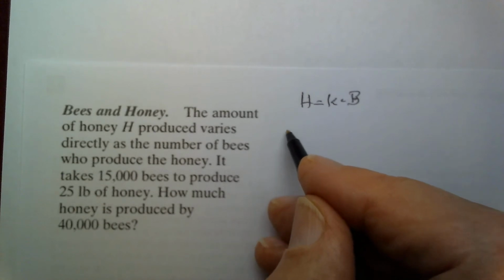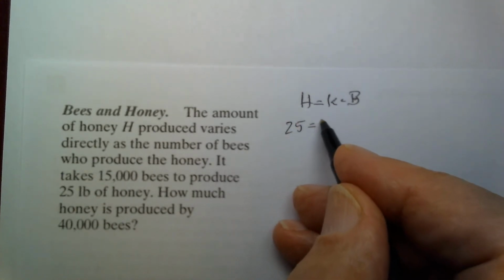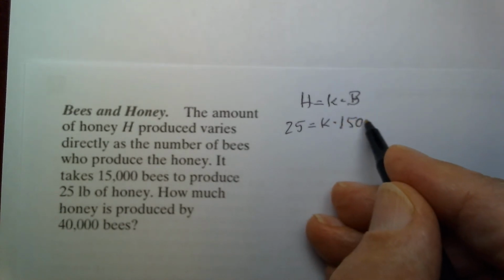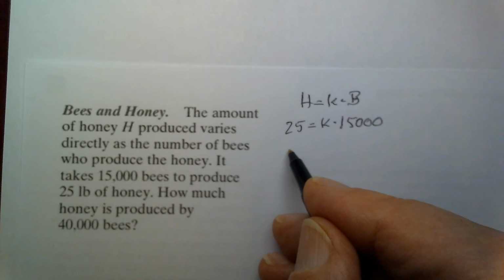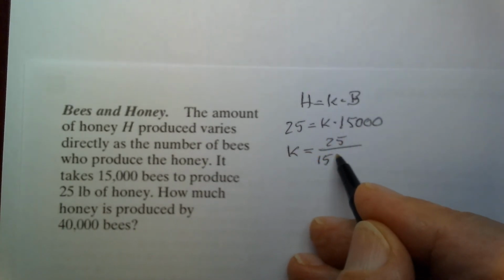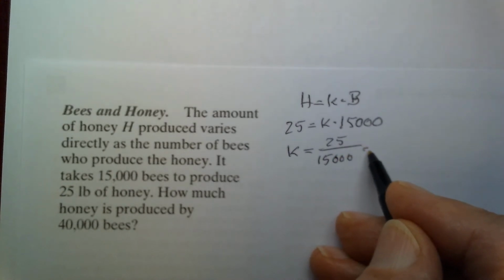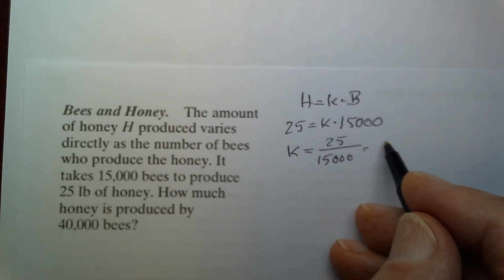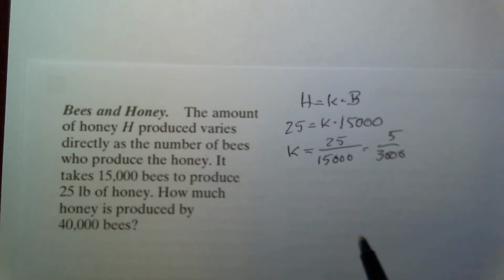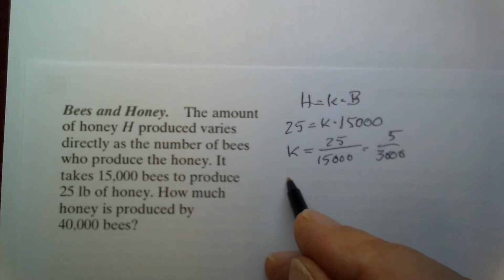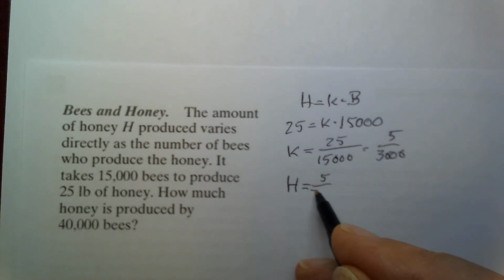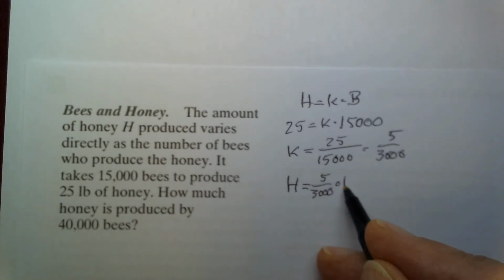So we are told that 25 pounds of honey is equal to K times 15,000 bees. So K equals 25 divided by 15,000, which is equal to 5 divided by 3,000. So in other words, our equation of variation is H equals 5 divided by 3,000 times B.